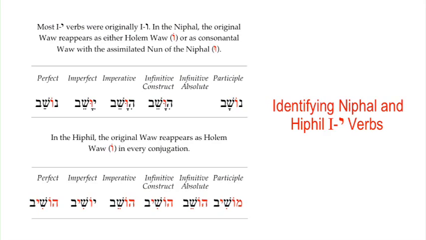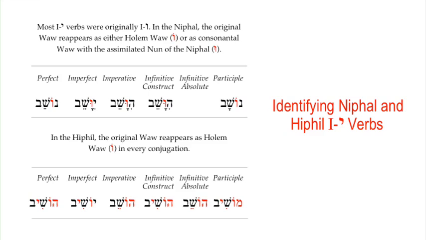So let's look at our screens and you'll see both the Hiphil and the Niphal of one-yod verbs compared. Look with me at your screens. Most one-yod verbs were originally one-wow. In the Niphal, the original wow reappears as either holem wow or as the consonantal wow with the assimilated nun of the Niphal stem. You can see that in that first line of examples there: noshav, yiwashev, hiwashev, noshav. You can see that wow reappearing. That's diagnostic of the one-yod weak verb category.